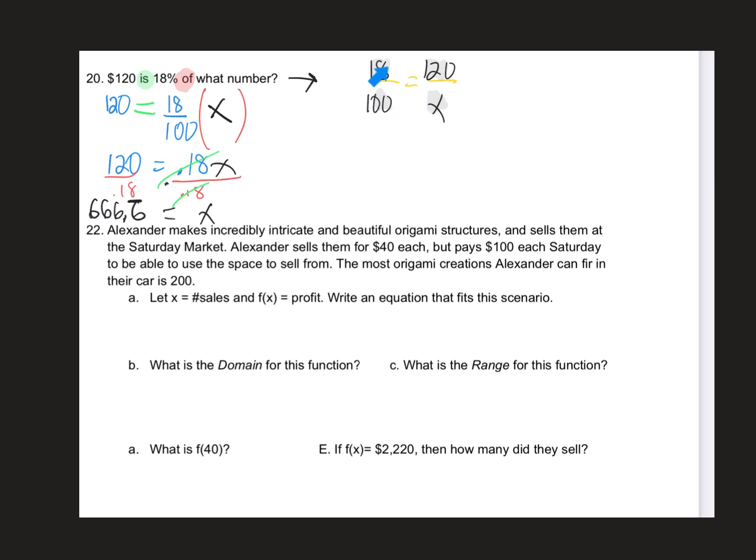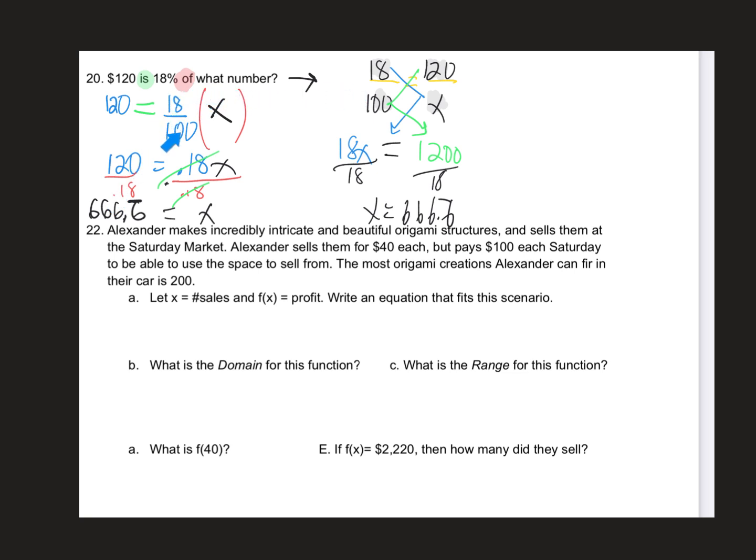Now cross multiply, 18x equals 120 times 100. 18 goes across and down times x. It's 18x, and that equals 120 times 100, which is 12,000. Dividing both sides by 18, guess what we get? x equals 666 and 2/3. All right, so one of those ways should make good sense to you. Stick with it. And that's it for number 20.